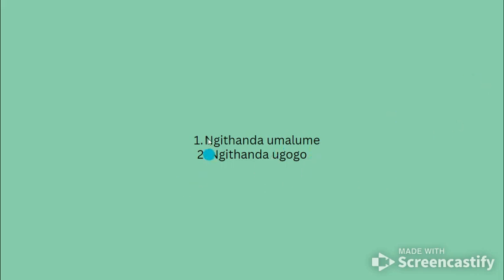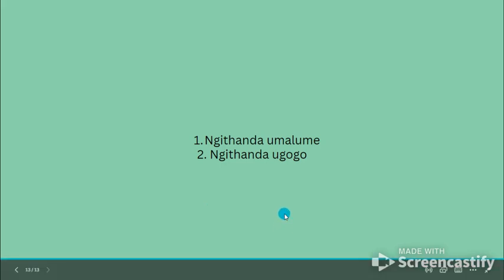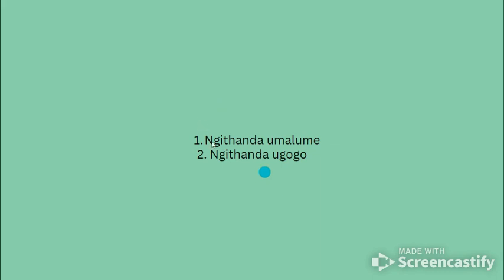So now you know that if you want to use ngithanda, you just put ngithanda and you put the family member's name there. If you want to use ngibona, which is I see, you use the same principle where you just put ngibona and you put the family member's name next. That is your full sentence. I like my grandma, or I love my grandma. I see grandma. All right.